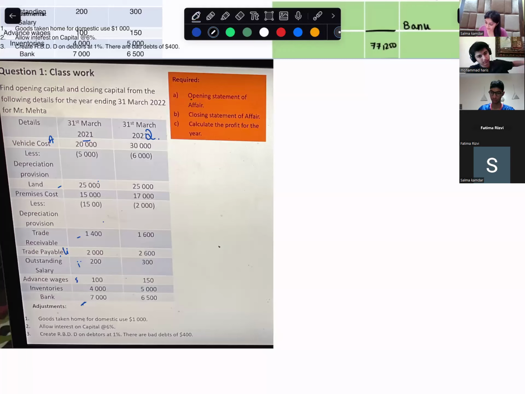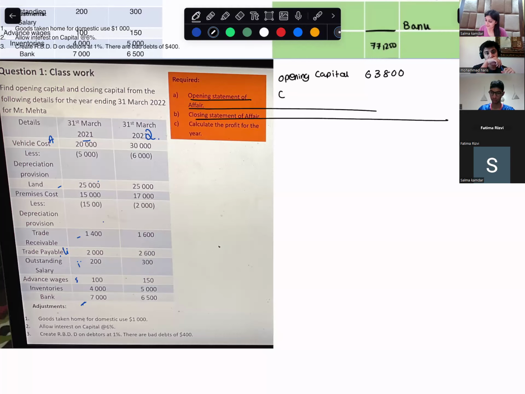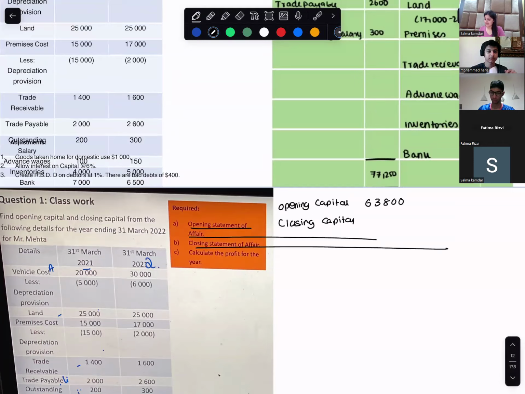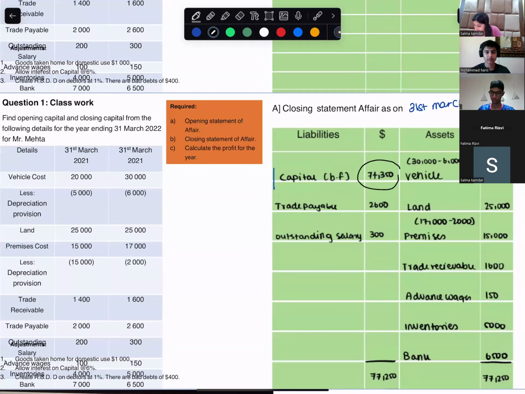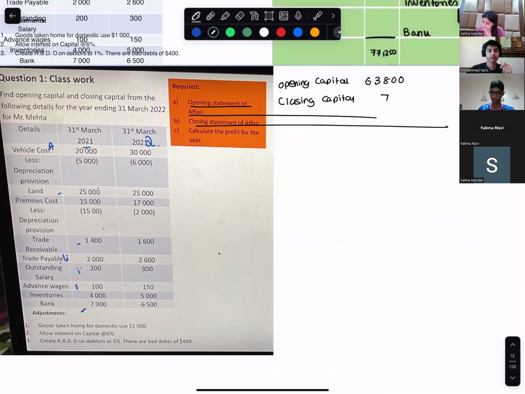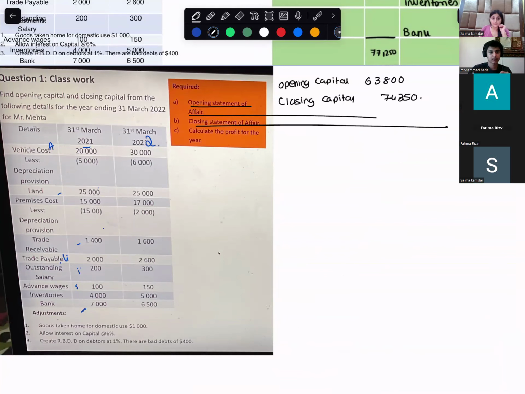Can you tell me, from the opening statement of affairs, we got opening capital how much? 63,800. And when we prepared the closing statement of affairs, we got the closing capital as how much? 74,350. We got the closing capital as a balancing figure of 74,350. Are you with me? Okay, fine. Now you have to find the profit for the year.